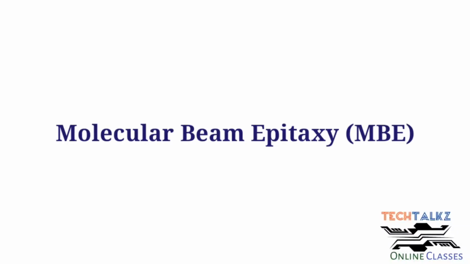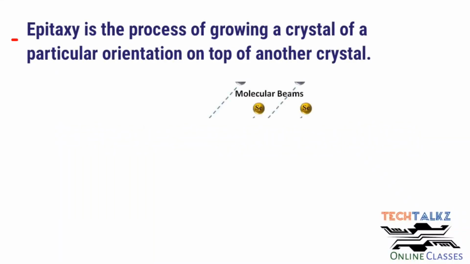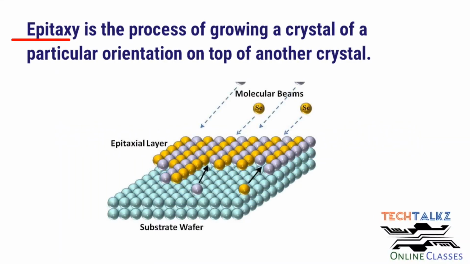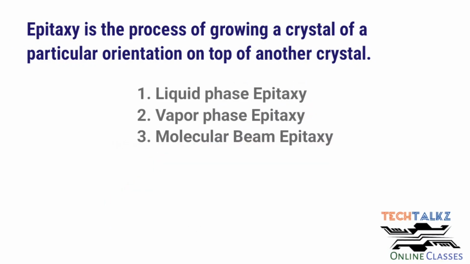Dear students, this is part 3 of module 2, and today we will discuss molecular beam epitaxy, or in short, the MBE process. We know that epitaxy is a method to grow or deposit a monocrystalline layer. Monocrystalline means single crystalline films onto the substrate. Mainly there are 3 types of epitaxy process: liquid phase, vapor phase and molecular beam epitaxy. In this lecture, I will explain the molecular beam epitaxy process, that is the MBE process.